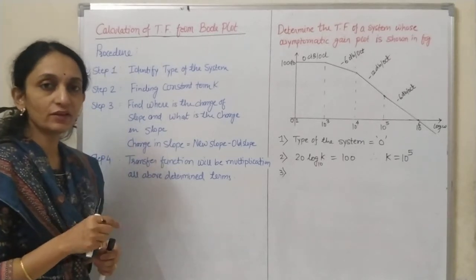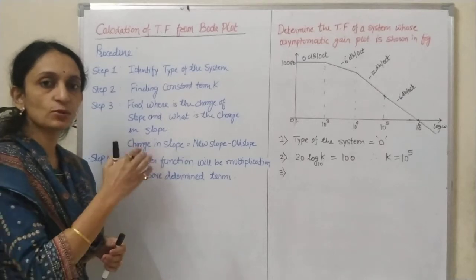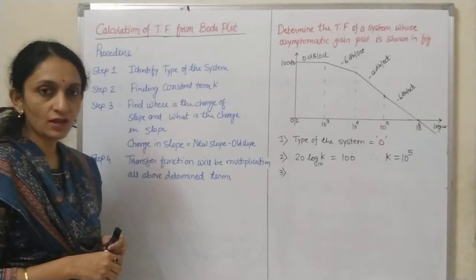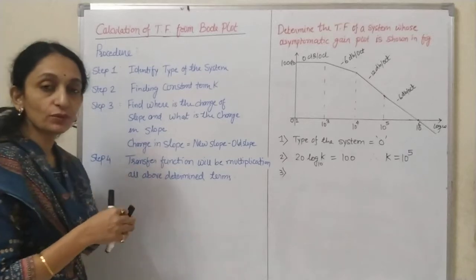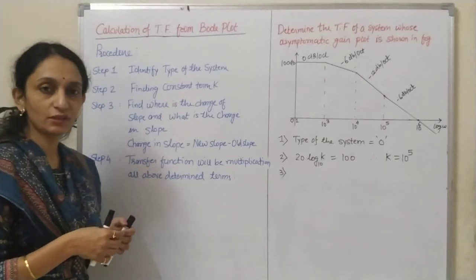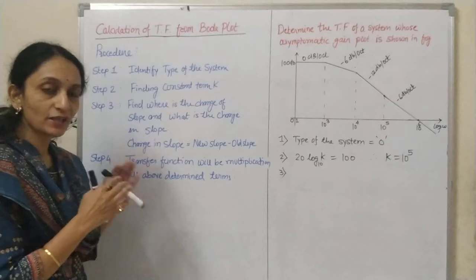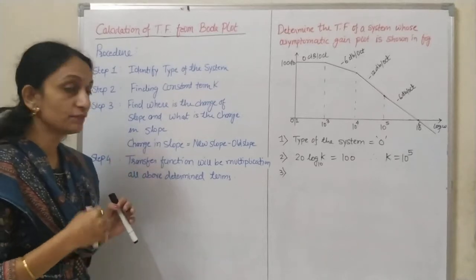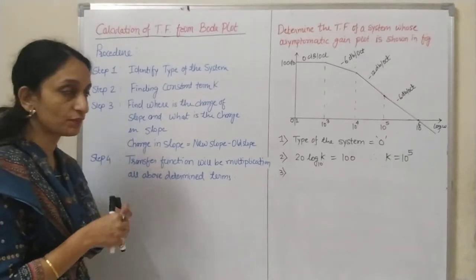For type 1 there will be one pole at origin, so the starting slope will be minus 20 dB per decade. And for a zero at origin we know that the starting slope will be plus 20 dB per decade. So from the magnitude plot itself you can find the factors present in the transfer function.